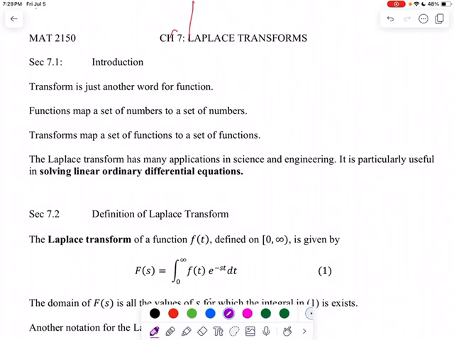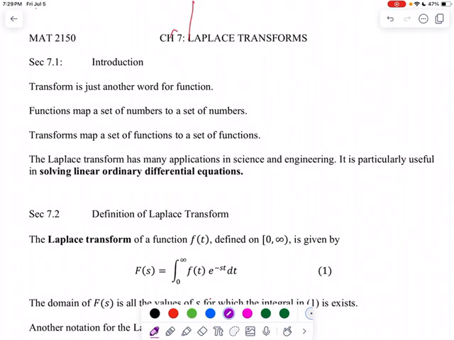We are now starting chapter 7 about Laplace transforms. A transform is just another name for a function. The difference is that in functions we map a set of numbers to a set of numbers, but in transforms we map functions to functions.